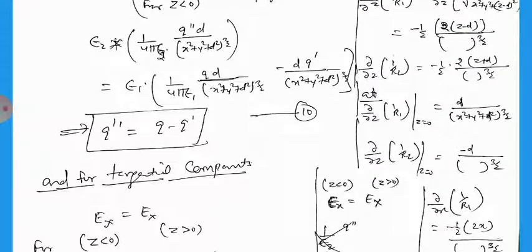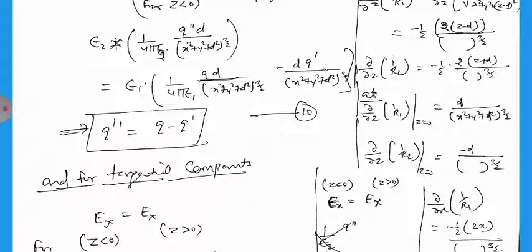So we write epsilon 2 multiplied by 1 by 4 pi epsilon 2, q double dash d divided by (x square plus y square plus d square) power 3 by 2, equal to epsilon 1 multiplied by 1 by 4 pi epsilon 1, q d divided by (x square plus y square plus d square) power 3 by 2 minus q dash d divided by (x square plus y square plus d square) power 3 by 2. So this gives the value q double dash equal to q minus q dash.